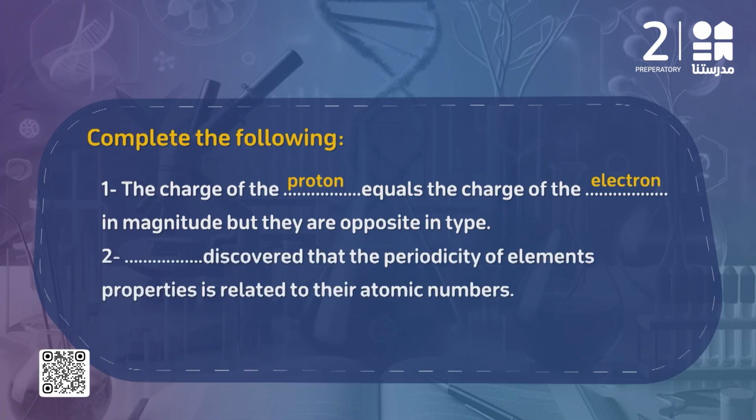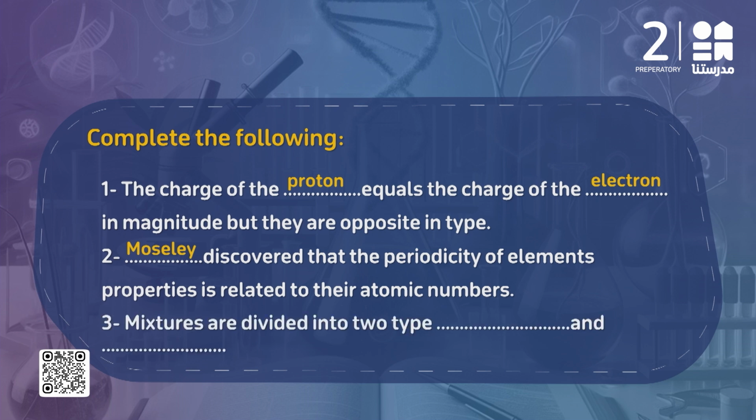Question number 2 tells you: who discovered that the periodicity of elements' properties is related to their atomic numbers? Right away we remember Moseley and his role in this discovery.